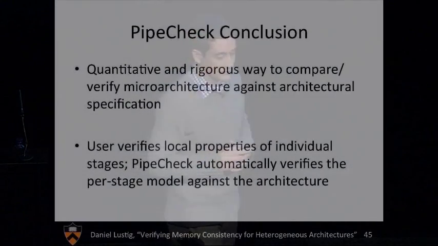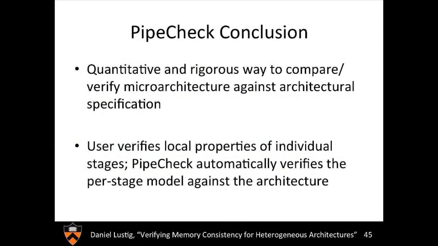Okay, so that is the conclusion for PipeCheck: we have this nice quantitative and more rigorous way to compare what a microarchitecture does against what the architecture says should or shouldn't happen. It lets us do all this verification in a much more rigorous and scalable way. You just give the tool the model and tell it local properties that are much easier to check individually, and it puts them all back together and does all of the analysis for you to verify that the microarchitecture behaves as it should. Any questions?